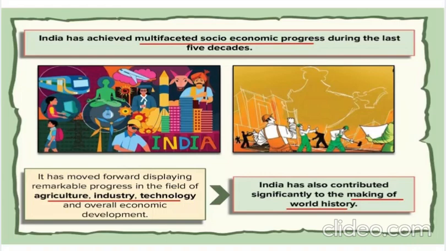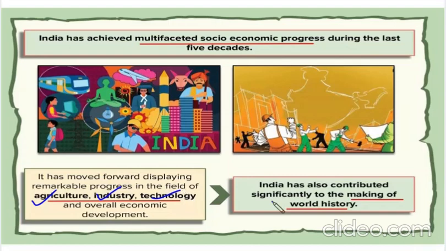Now, when we talk about the current situation of India, India has achieved many multifaceted socio-economic progress. There has been social as well as economic progress in almost every field during the last 5 decades, right? And there is very improved and remarkable progress in the fields of agriculture, industry and technology. People's lives have improved and there is huge progress, correct? And the overall economic development of the country is good.